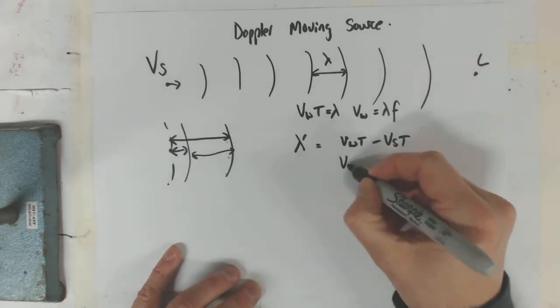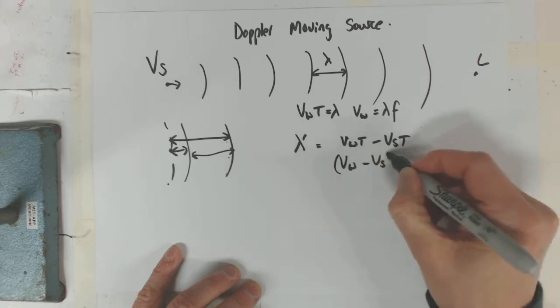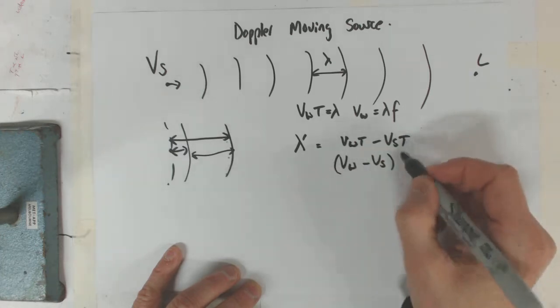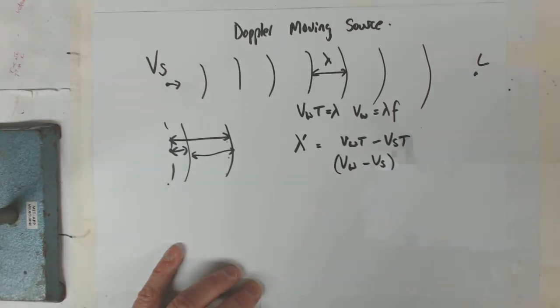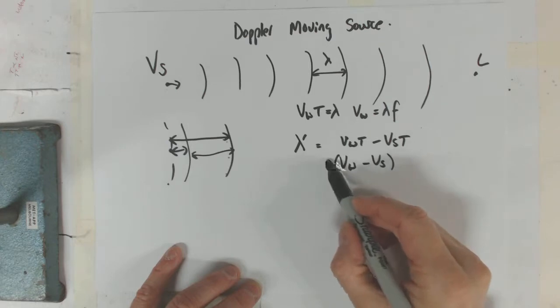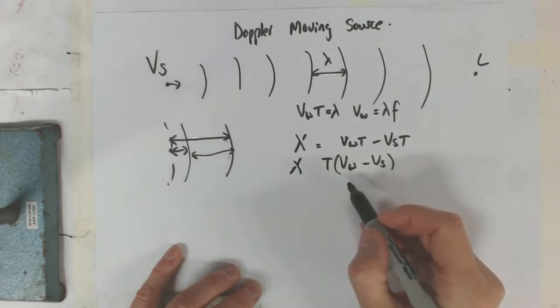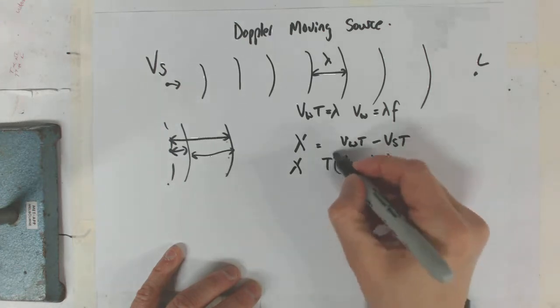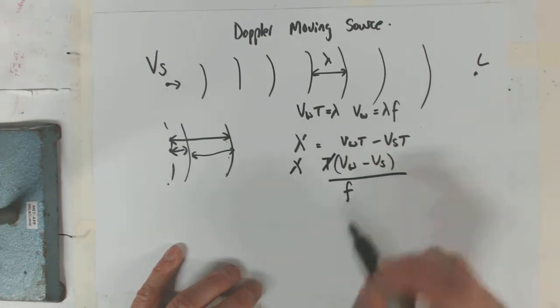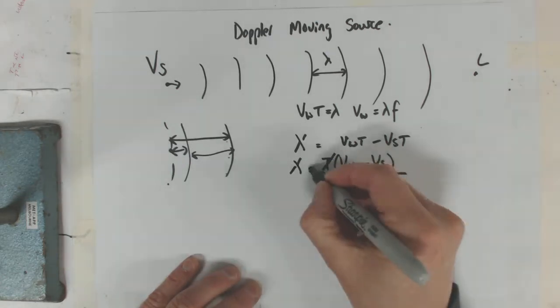We can simplify that to Vw minus Vs, all times T. But we can actually say that T is 1 over the frequency. So wavelength dash equals Vw minus Vs, all over F. That's the new wavelength.